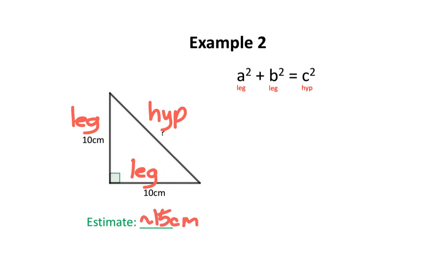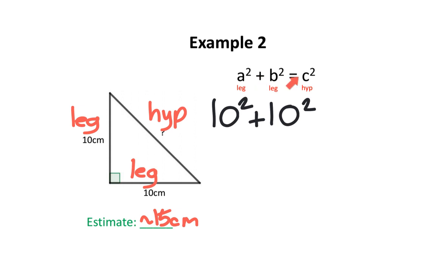Take a look at this equation. A represents the length of a leg. We know the length of this leg to be 10 centimeters. Therefore, I'm going to replace a with the number 10. The exponent of 2 will stay the same. Next, b represents the length of another leg. This other leg has a length of 10 centimeters. Therefore, I'm going to replace b with the number 10. The exponent of 2 will stay the same.